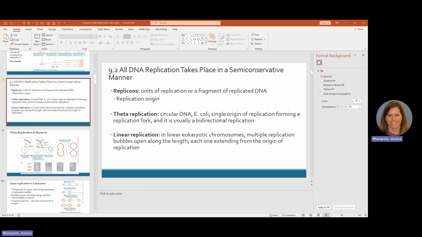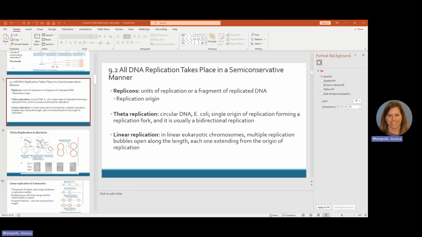So this is a diagram of theta replication. So you can see we have a circular chromosome here. And in our bacterial chromosome and in our linear chromosomes, you have origin points called origin of replication. And that is just the place where the DNA is going to open up, and our DNA polymerase and our other replication factors are going to come in and actually start replication.